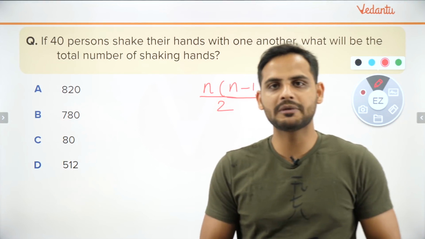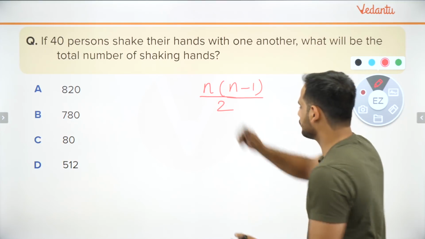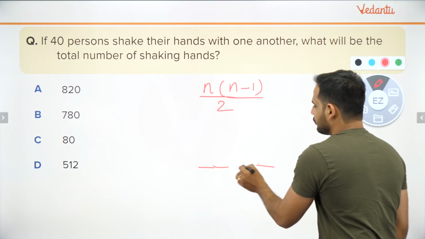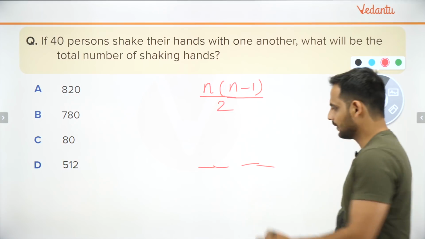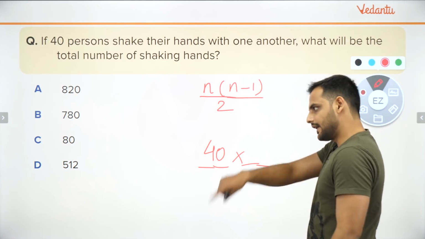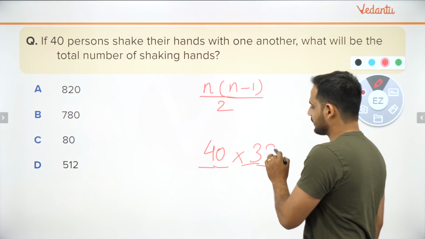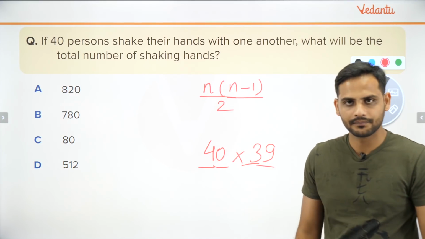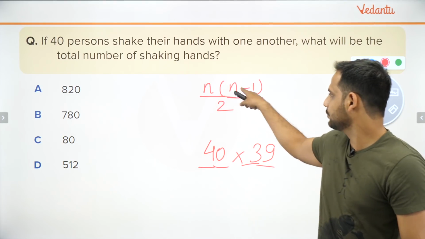For a handshake, how many people do you need? You need 2 people. So out of 40 people, we need to get only 2 people. Out of 40, I can choose anyone, so I have 40 choices here. Then in the next part, I have 39 choices, because the first person is already chosen. So 40 into 39.